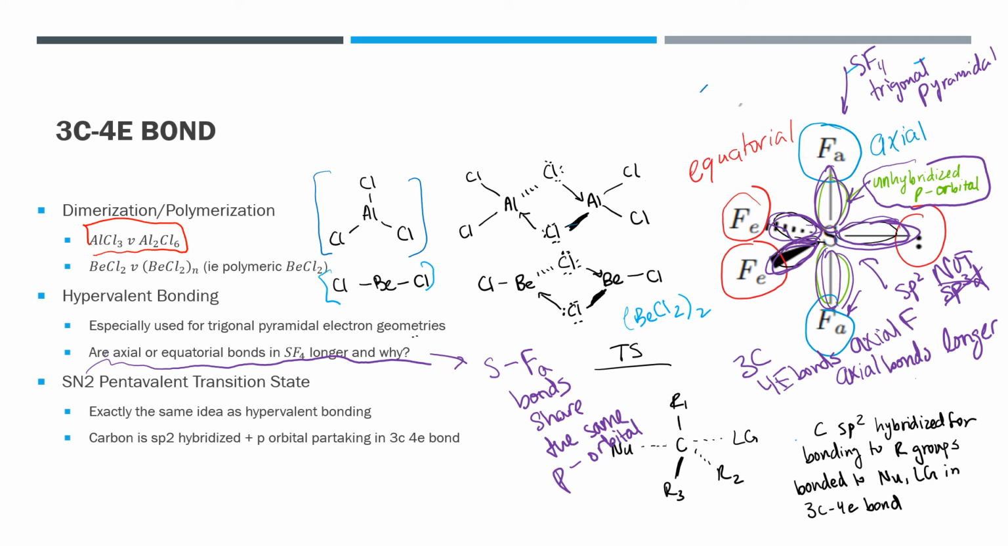And what does that mean? That means our axial bonds are going to be longer. Why? Because our axial bonds are less strong, since they're sharing the same orbital. Just think about it: if you're sharing the same orbital, each bond is going to be less strong, because usually we only have 1 orbital per bond.